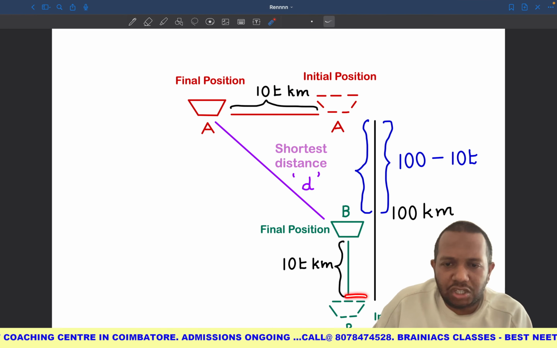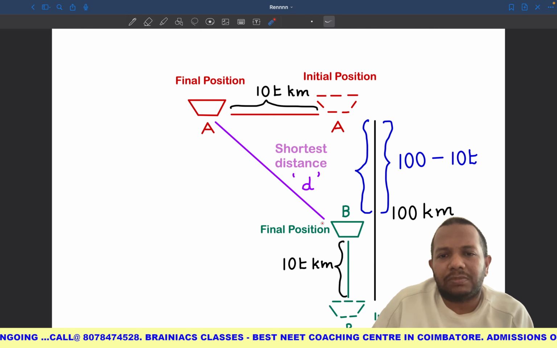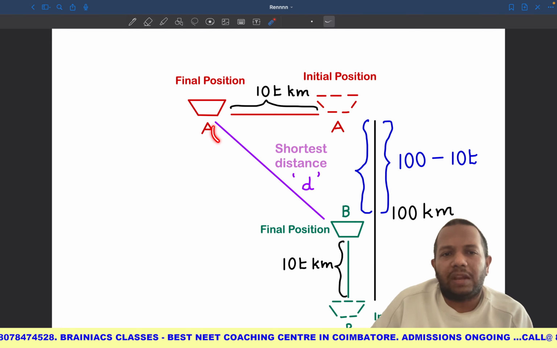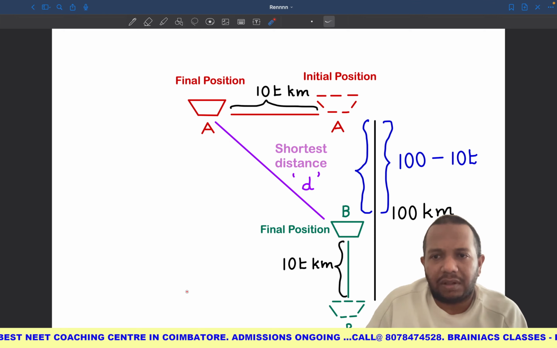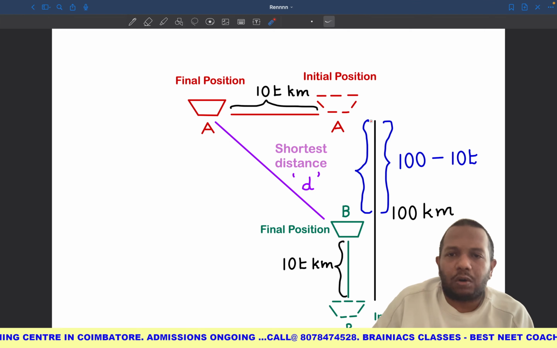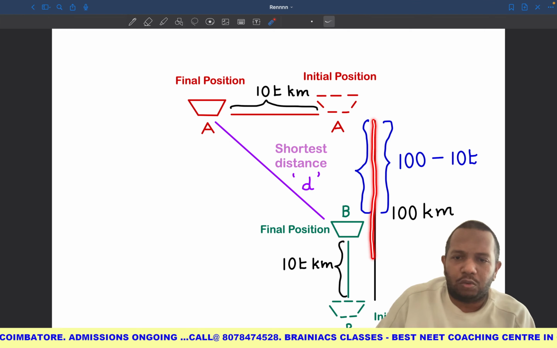Okay, after time t, we are saying that the distance will become the shortest. So we need to calculate this distance. This is what they are asking for the exam. Now we know that the total distance initially between these two ships was 100 kilometers. Now it has already traveled 10t kilometers. Now what is remaining? 100 minus 10t.